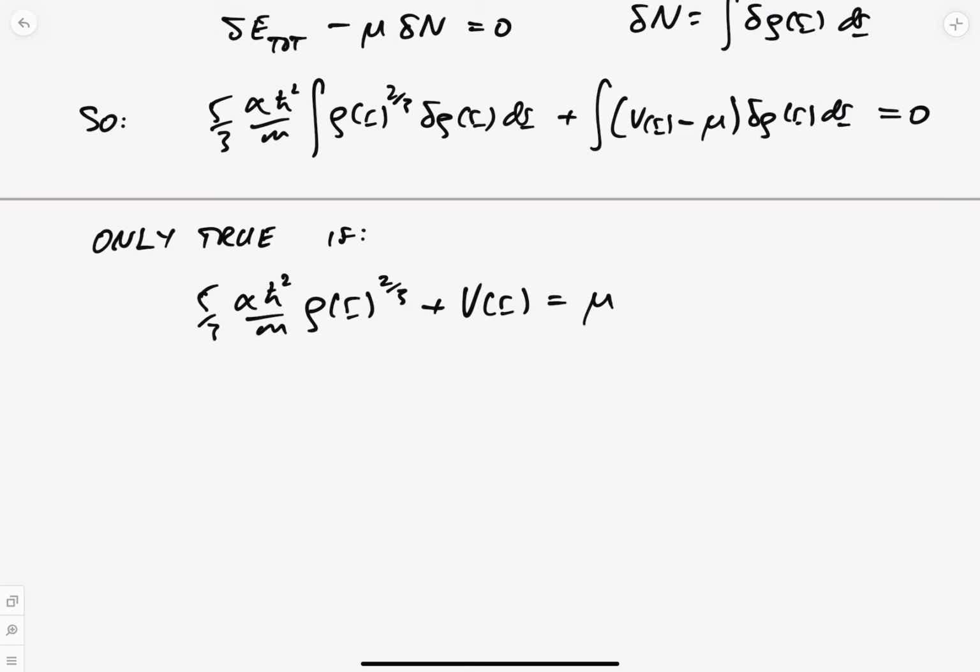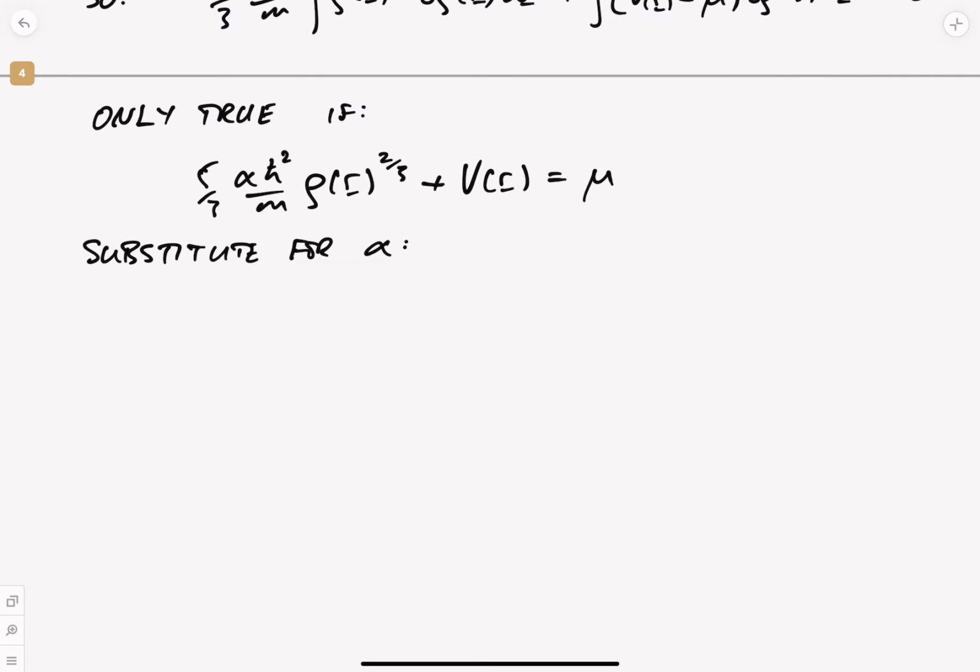Now, if we substitute in for alpha and simplify, we find the following. We find that we can write h bar squared over 2m into 3 pi squared rho of r to the 2/3 plus v of r is equal to mu, which is exactly the same formula as we determined when considering the simple example in the previous video where we had just divided the system into two halves with different potentials.